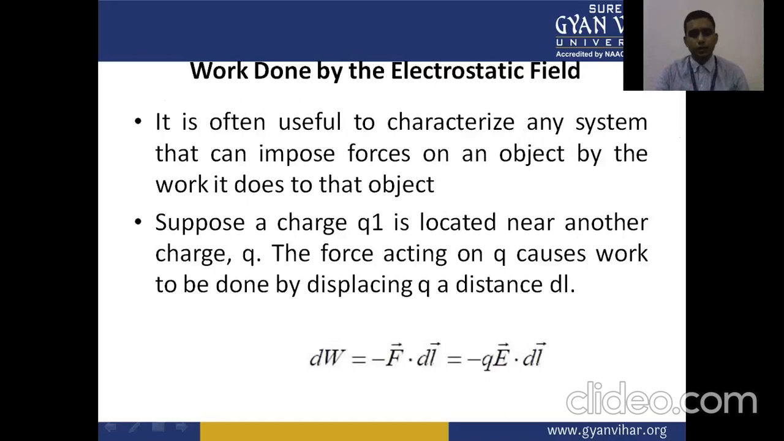Now we have the work done by the electrostatic field or electric field. It is often useful to characterize any system that can impose forces on an object by the work it does on that object. Suppose a charge q1 is located near another charge q. The force acting on q causes work to be done by displacing q by a distance dl. So dW is equal to minus F dot dl, which is equal to minus qE dot dl.